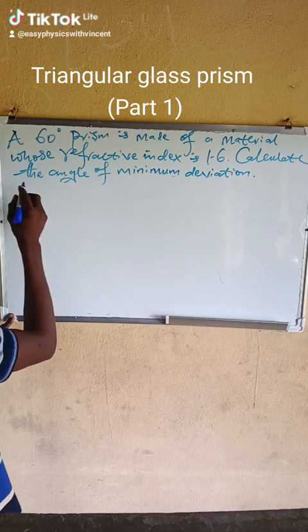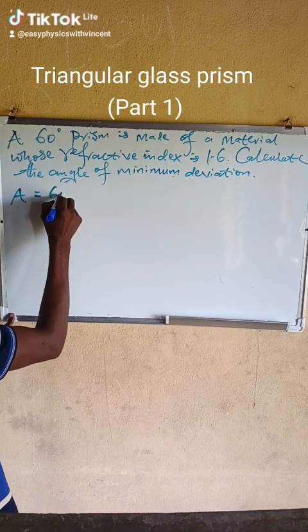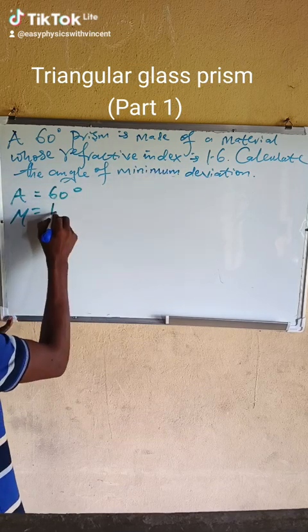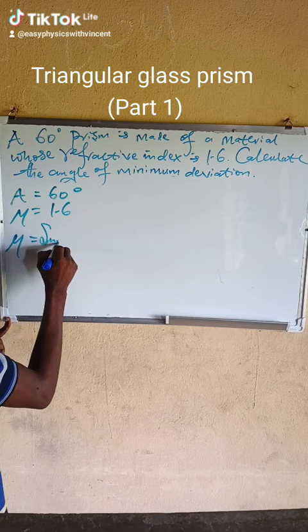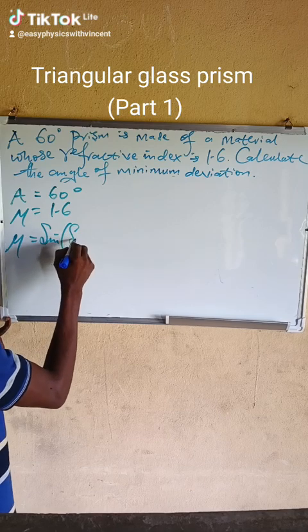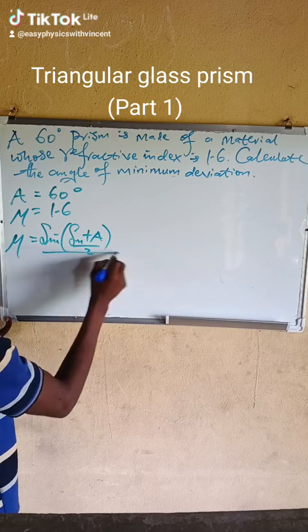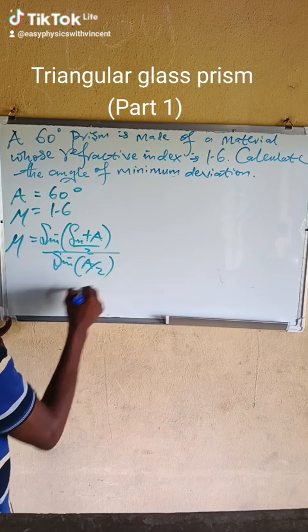So how do we solve that? What are the parameters given? Angle of prism is given as what? 60 degrees, and the refractive index is given as what? 1.6. Okay, so the formula: refractive index is given as sine of minimum deviation plus angle of prism over 2, all over sine of angle of prism over 2.